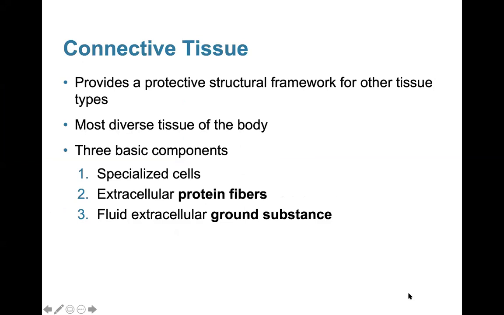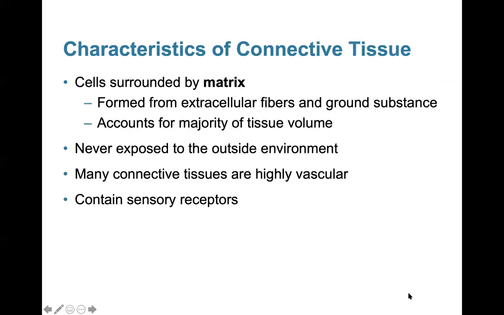You're going to have cells, although not as many as you would see with epithelial tissue. You're going to have extracellular protein fibers, and then a fluid extracellular matrix, which is filled with ground substance, which is essentially just filler. So in connective tissue, you're going to have cells that are surrounded by the matrix. And the matrix can vary from connective tissue to connective tissue. It could be very little, or it can actually compose most of the actual tissue, such as what we see with blood, with mostly liquid plasma.